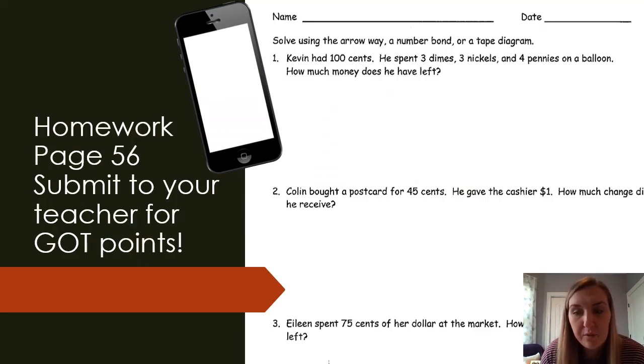All right, scholars, if you are still with me, thanks for sticking with me. You have an opportunity for Grow Our Team points. Your homework page is on page 56. Please work on these 3 problems. You can solve using the arrow way. Remember, you do not need to worry about doing the number bond or tape diagram way. If you show your work and it looks pretty accurate, you will get Grow Our Team points for completing this page. Just please send a picture to your advisor, or you can always text a picture of it to me.